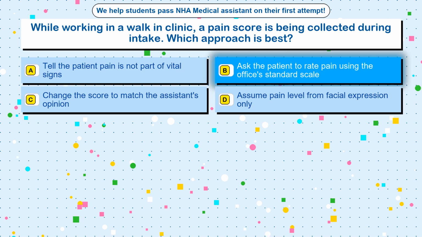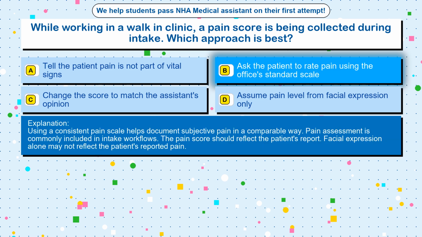The correct answer is option B, ask the patient to rate pain using the office's standard scale. Using a consistent pain scale helps document subjective pain in a comparable way. Pain assessment is commonly included in intake workflows. The pain score should reflect the patient's report. Facial expression alone may not reflect the patient's reported pain.